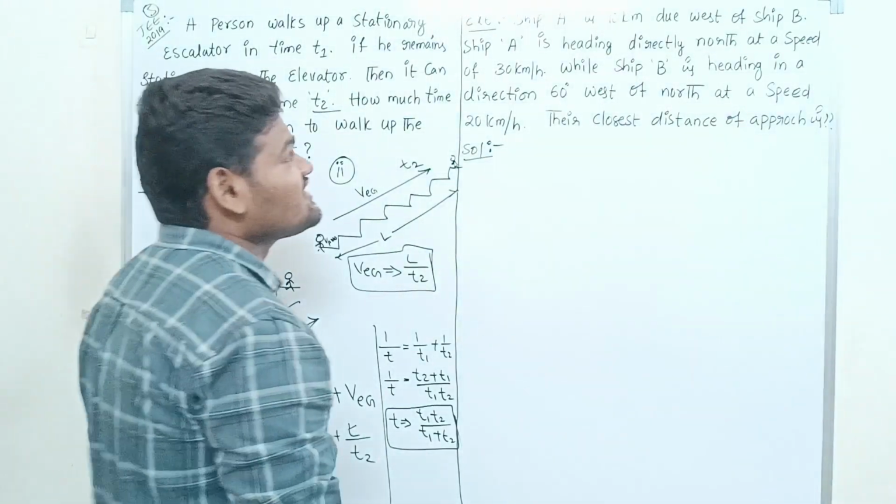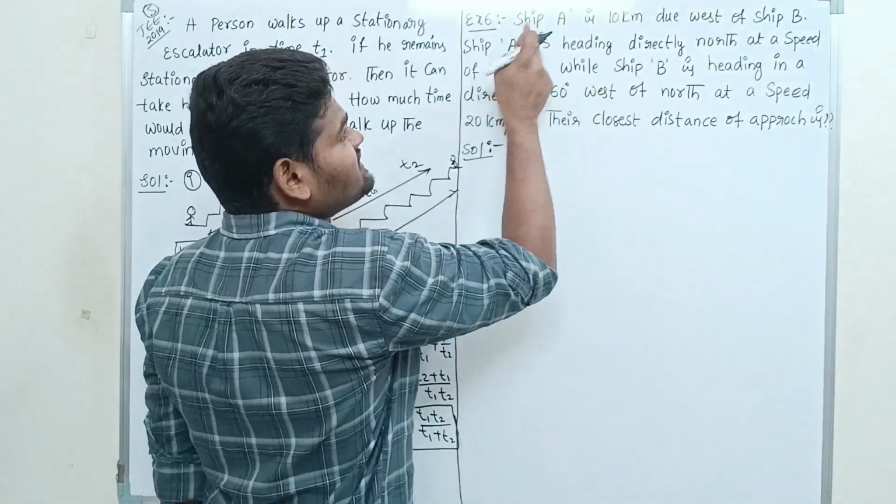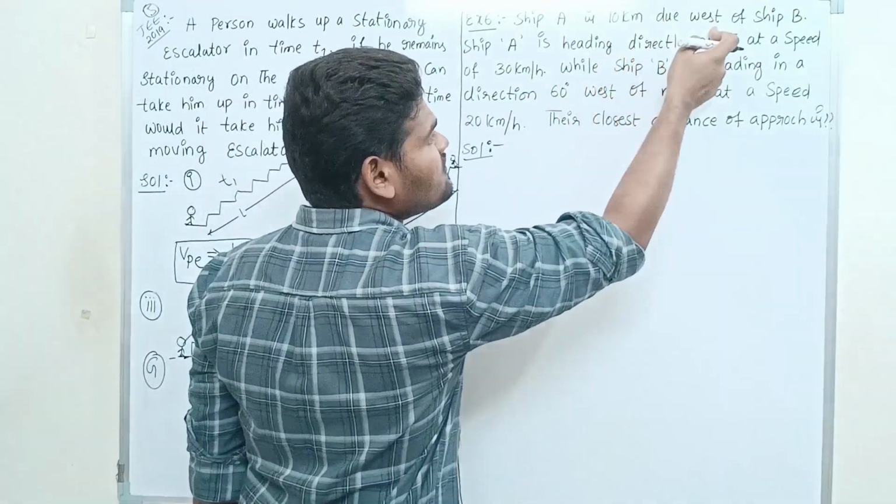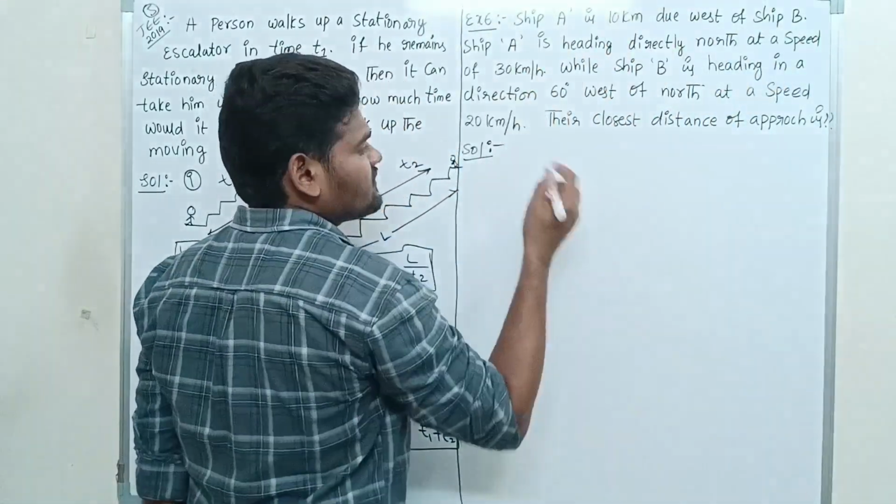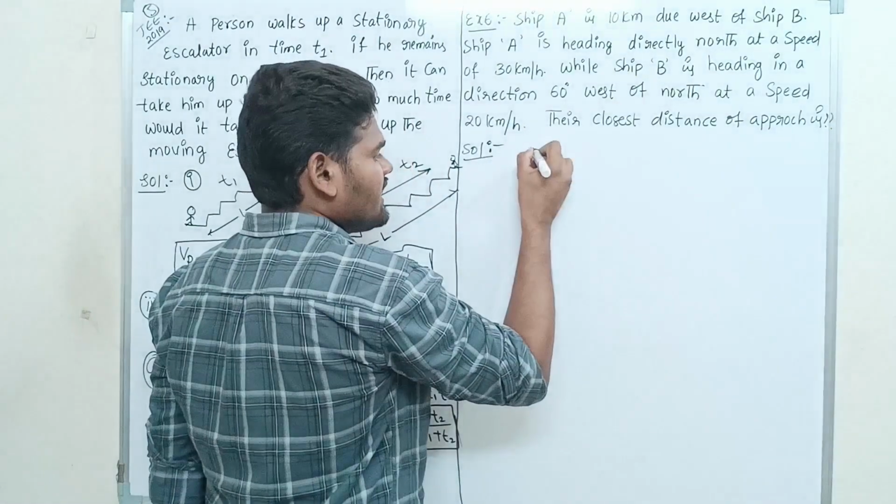Let's draw the diagram; we will get an idea. Ship A is 10 kilometers due west of ship B. Have a look, I'm just drawing the diagram.